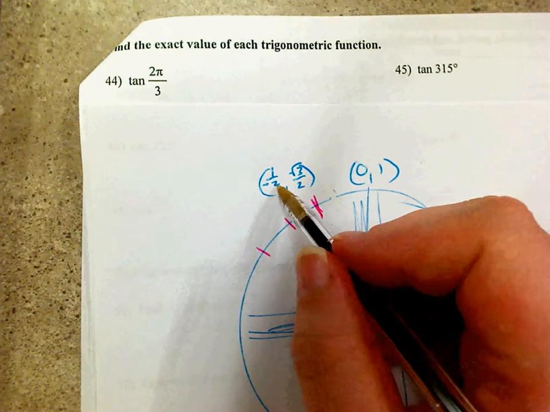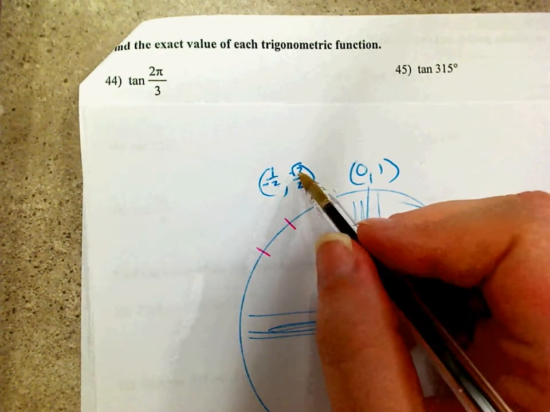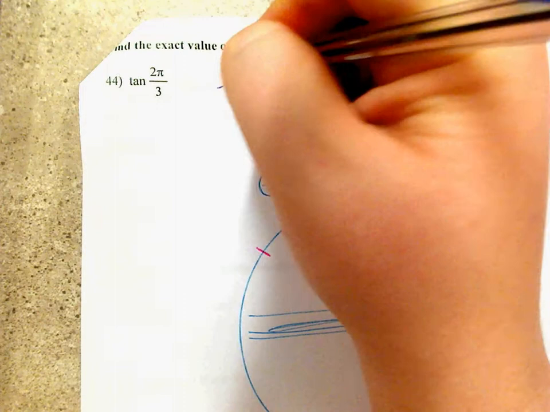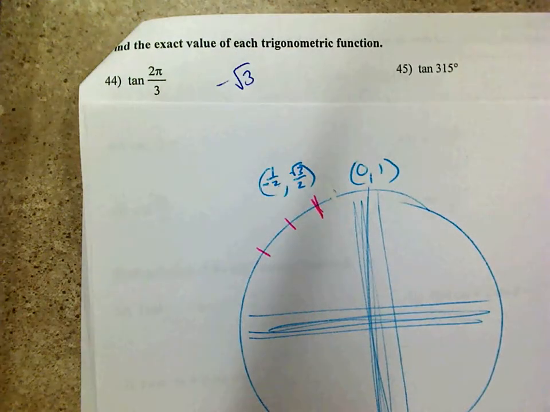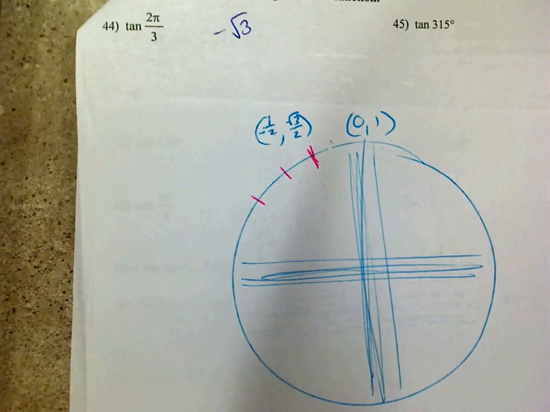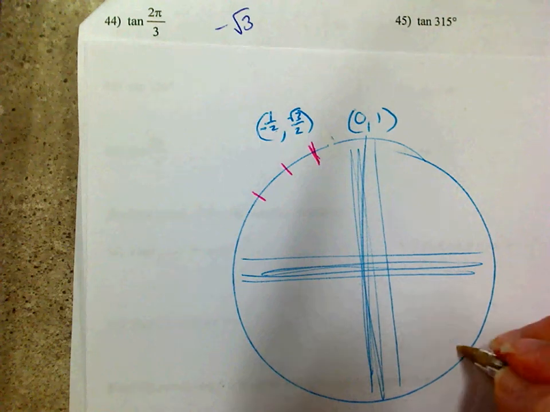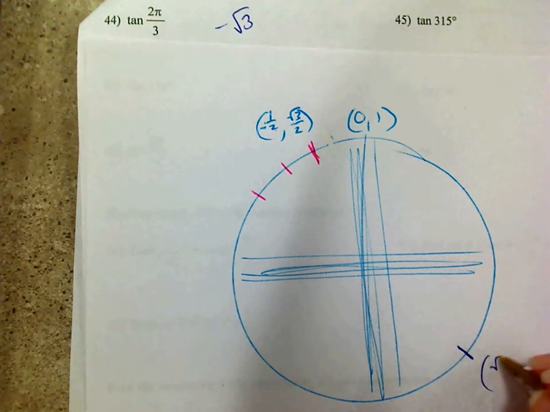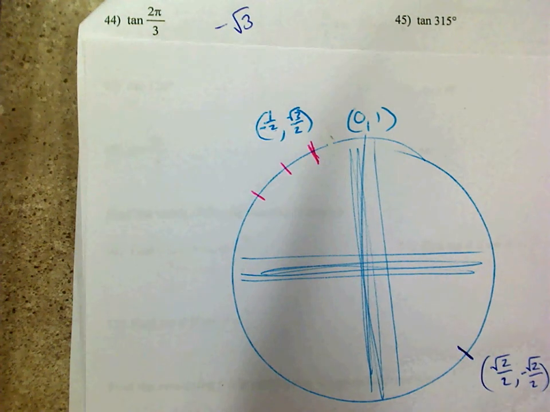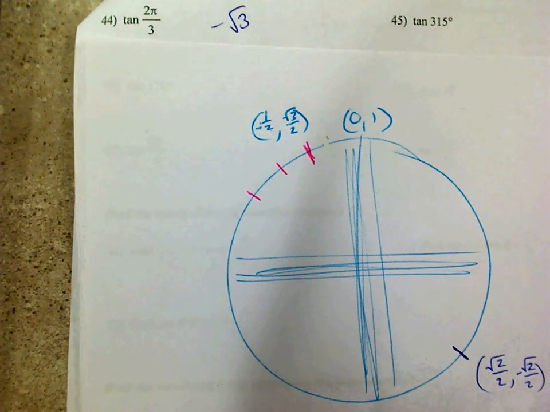Okay. 315. 315 is right here. So, I know in the middle ones, they're both square root of 2 over 2. And in this quadrant, the y's are negative. So, tangent is opposite over adjacent, or sine over cosine. Something divided by itself is 1. If one of them is negative, then it's -1.